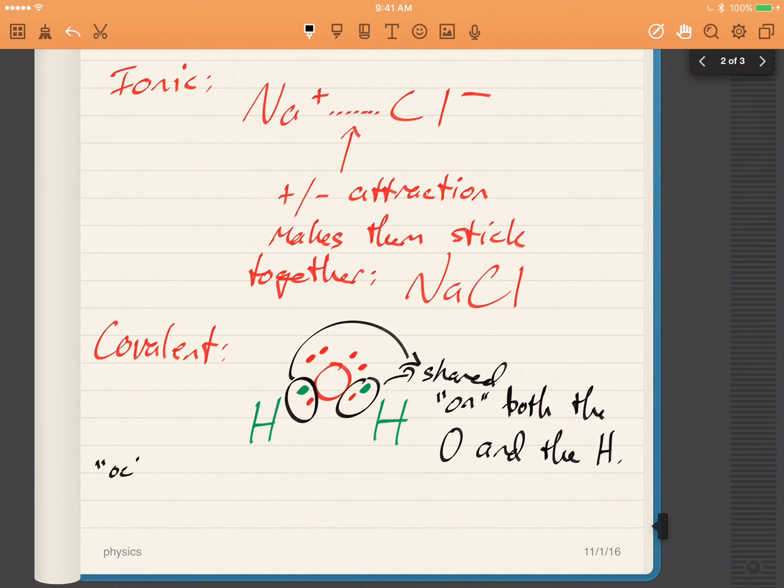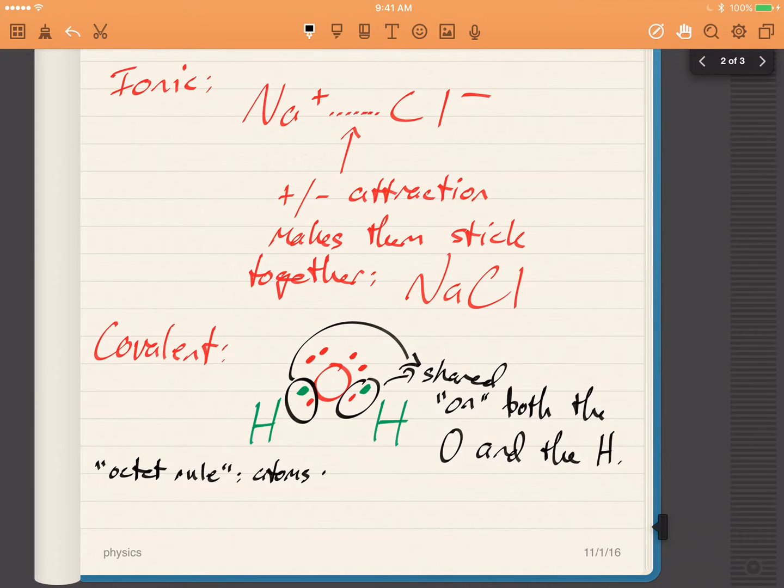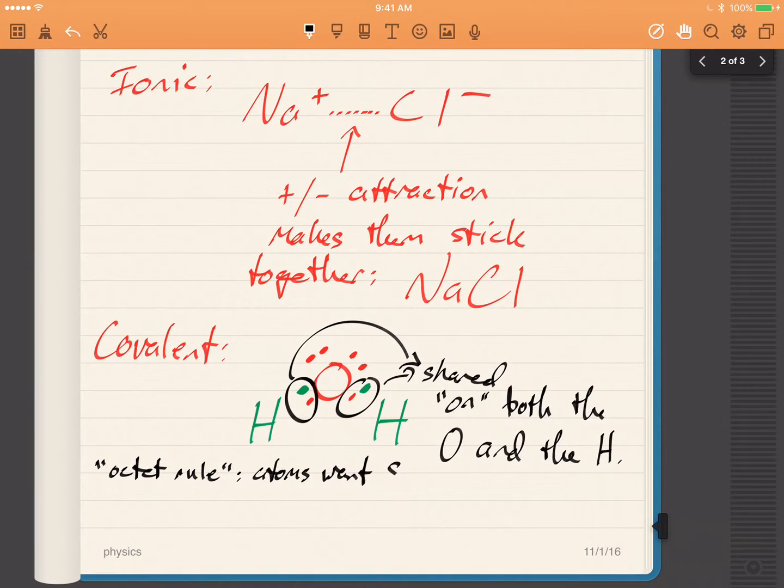So think about it. Remember the octet rule? That's a fancy name for atoms want 8 electrons, right? Look at these. Does the oxygen have 8 electrons? Count around it. 1, 2, 3, 4, 5, 6, 7, 8. Some of them are shared, but that's fine. It does have its 8 electrons and everything's happy.